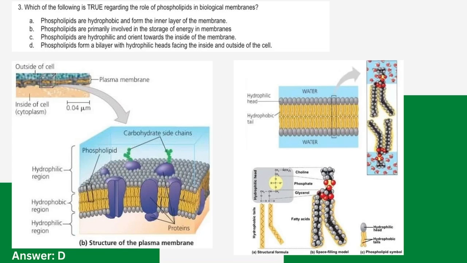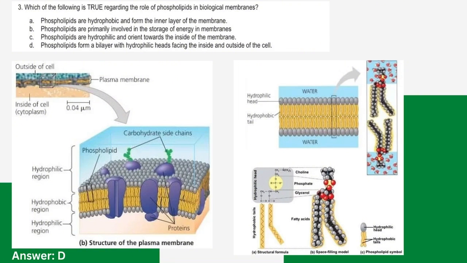So what will be the answer here? Okay, so the answer will be letter D. Phospholipids form a bilayer with hydrophilic heads facing the inside and outside of the cell. Okay, so why is it the answer? The heads of the membrane face water on both sides while the tails hide inside.